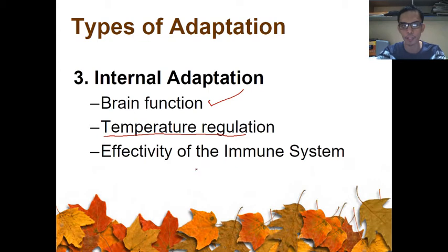Next one is the effectivity of the immune system. So notice how our white blood cells fight off infections and other foreign stuff in our body which is harmful. So the effectiveness of the immune system is one of the evolutionary features that happen in our body. So not only the immune system, the digestive system, and also the other organ systems. Alright, so that is internal adaptation.